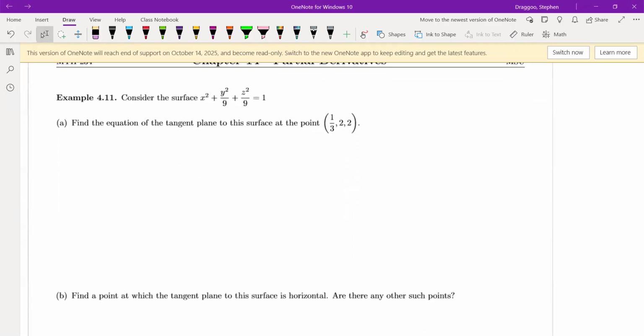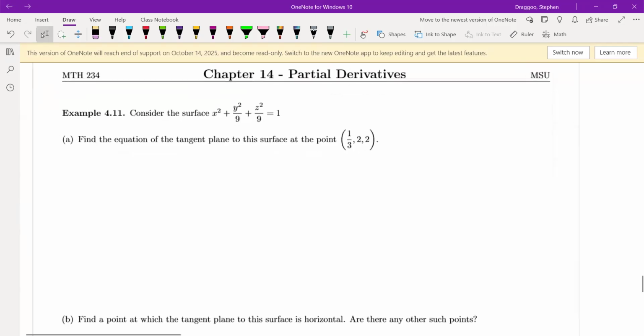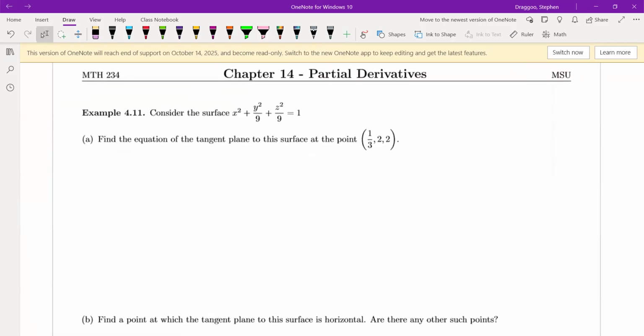All right, I'll have some time to talk about a couple of other things right after this. So for the last regularly appointed trick in my bag, considering the surface, it's this ellipsoid. Centered at the origin, it has two semi-major axes of 3 and one semi-minor axis of 1. I believe that's all correct, but that's not really what we're here for. We're just trying to find the equation of a tangent plane to that surface at the point (1/3, 2, 2).